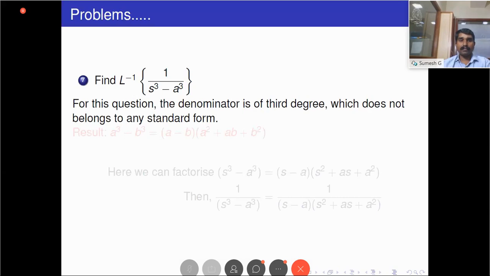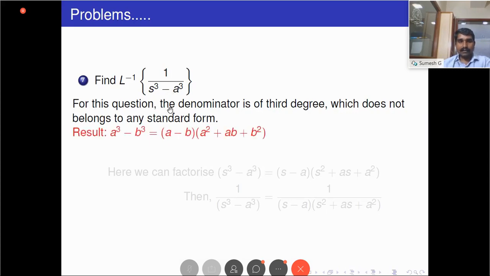One more question. Find inverse Laplace transform of 1 by s cube minus a cube. Consider the denominator. It is a third degree term. We have the general result only for first degree expression and second degree expression. Here the denominator is a third degree term. So a third degree expression can be factorized in terms of a first degree term and a second degree term. You can always factorize a third degree expression this way.